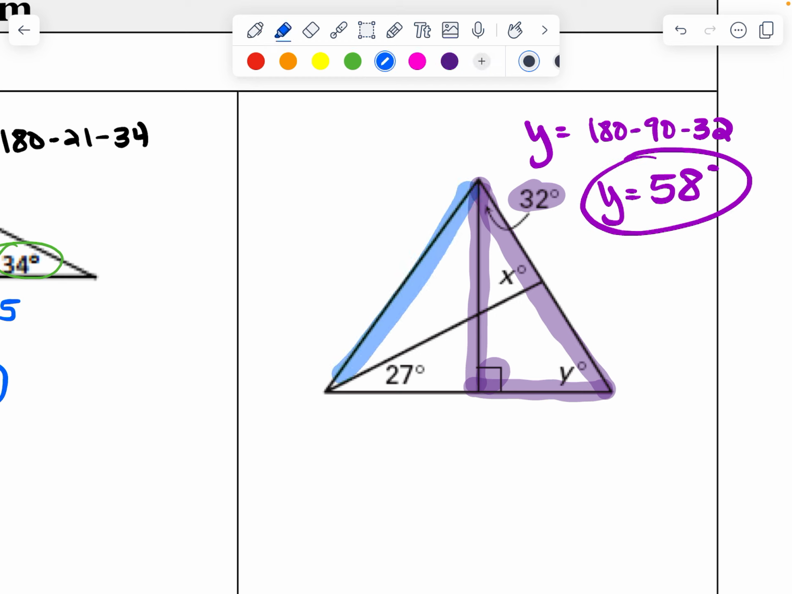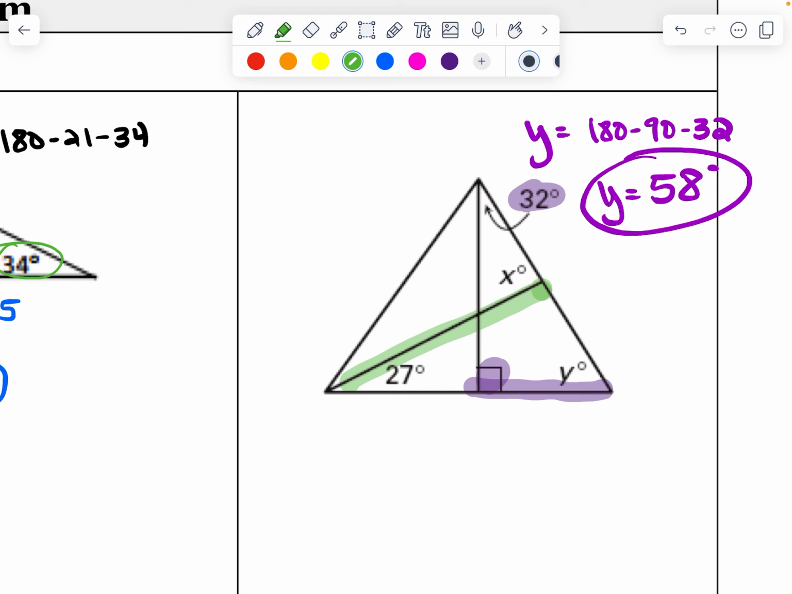That doesn't really help me any, does it? Only if it tells me that's a right angle. Hold on. I got to think about this now. I'm going to skip it and come back to it. So that's 32. That's 27. I know what to do. Okay. This is a hard one. I like it. All right.